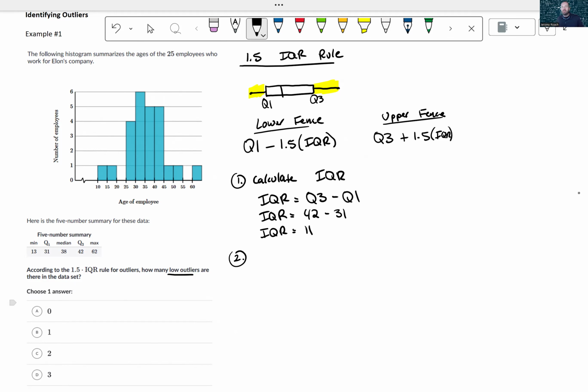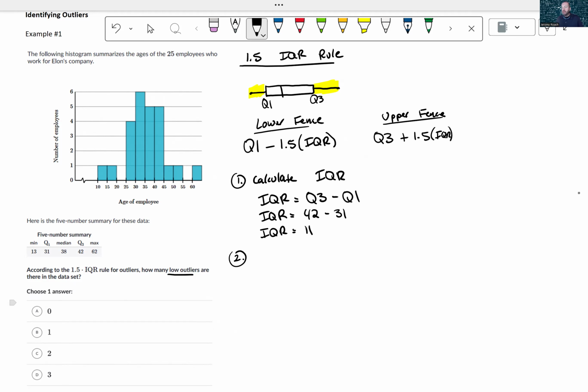So when I first did this problem, I started calculating all of the outliers. I calculated all of the lower ones and all of the upper ones, and then I added them together. That is not what these questions are asking us. They're going to ask us either to find how many low outliers or how many high outliers. You might get a question that asks how many outliers altogether, but just keep in mind that the questions are going to be either low or high most of the time for this section.